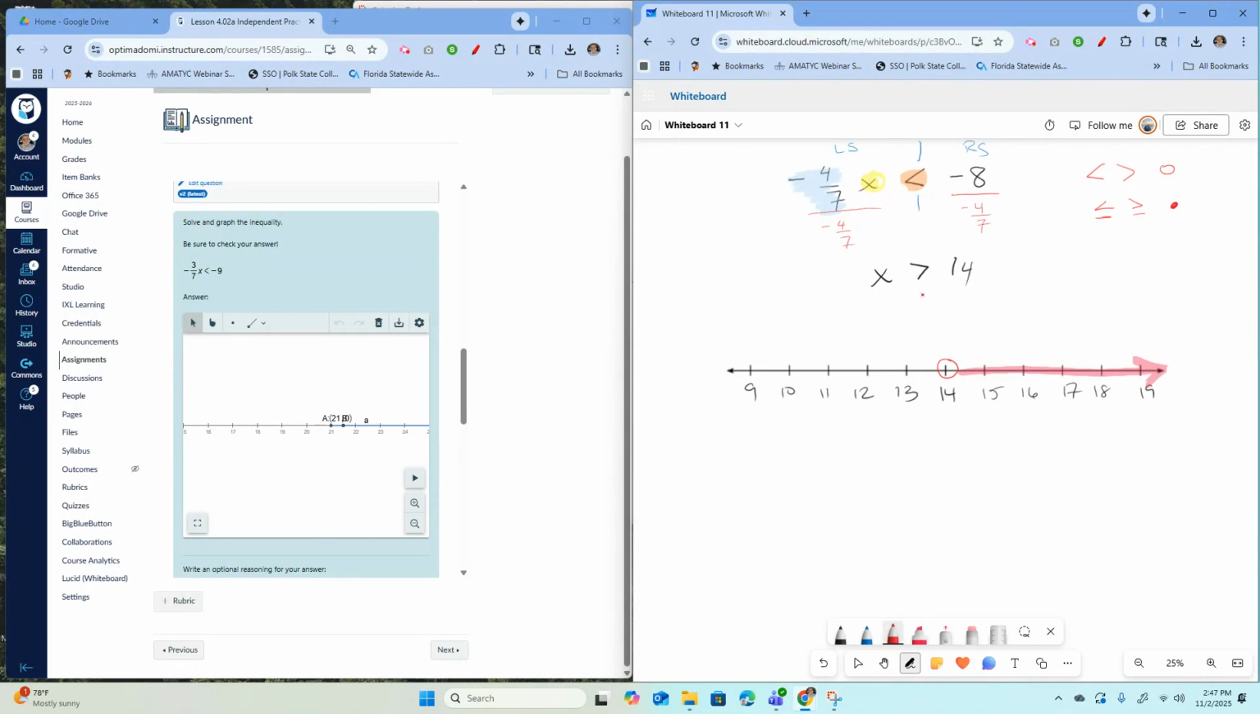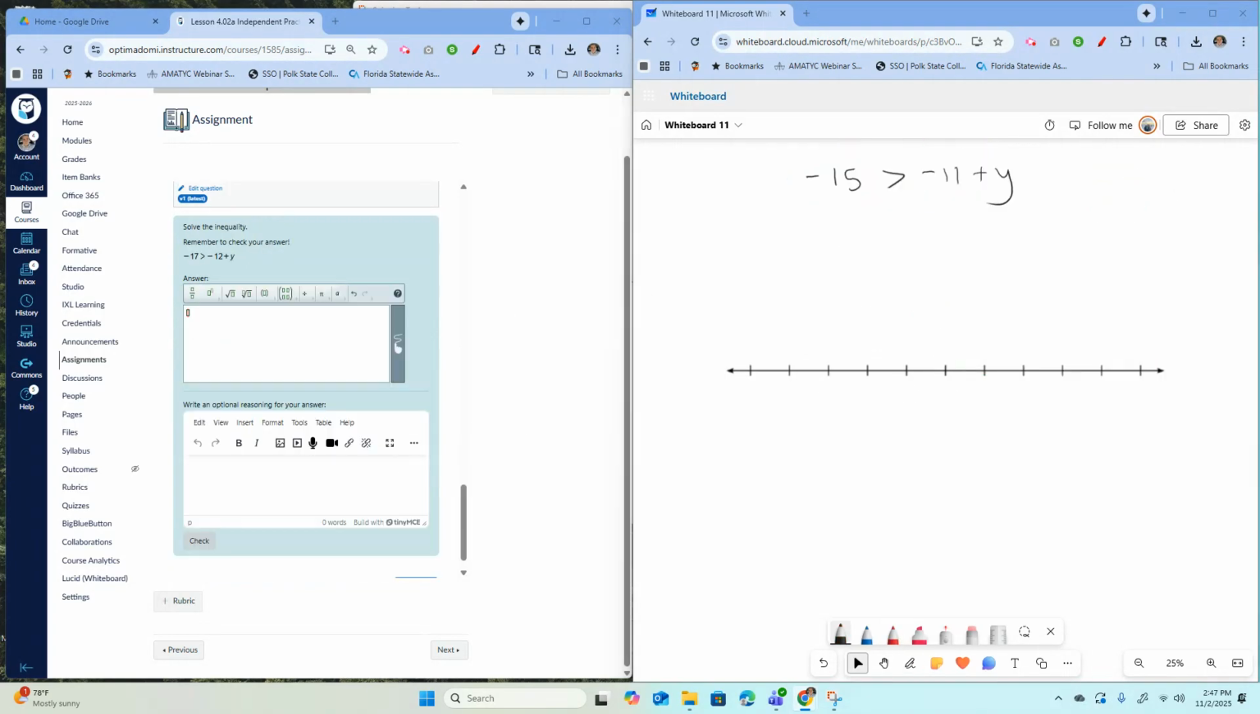Remember, this here means to the right of 14. So you want all numbers that are to the right of 14. That's what I did in the picture, and that's what you're doing here in the graph, okay? Something similar for this problem. Let's do the next one.